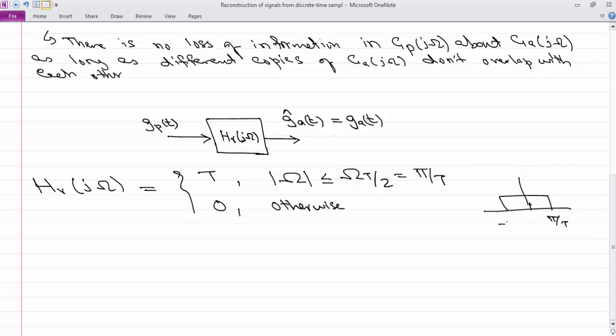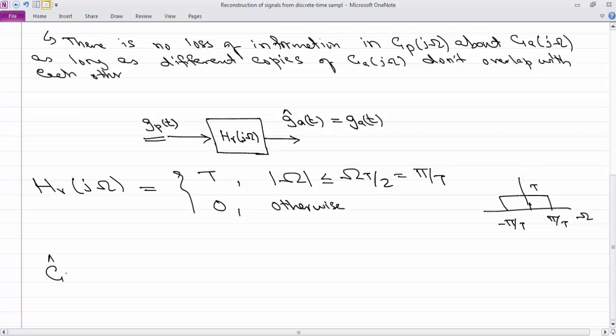So this is what it looks like in the frequency domain. The height is T. Whenever we say reconstruction low pass filter, just keep that in mind. The height is T instead of the typical 1. Now we can verify that mathematically also, that if you multiply the frequencies of your signal g_P of t with this low pass filter's frequencies, then you get back the original signal.